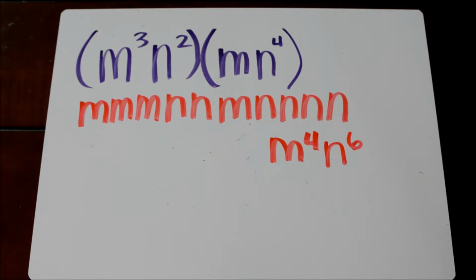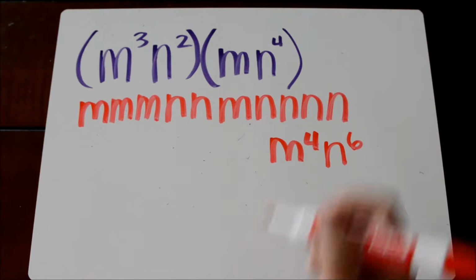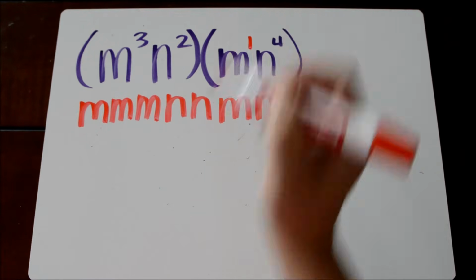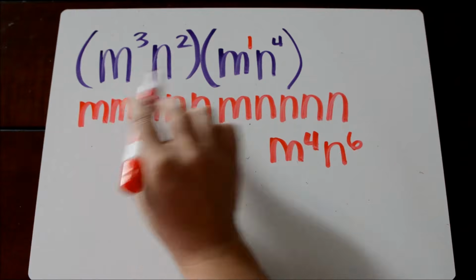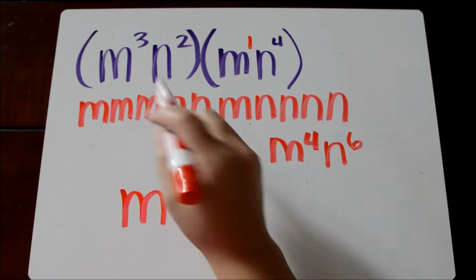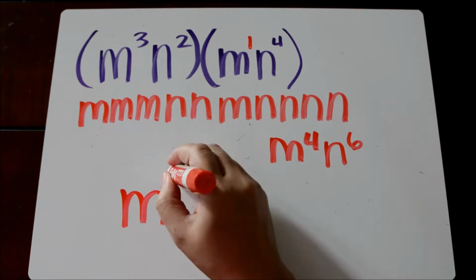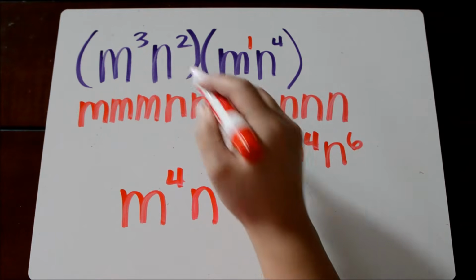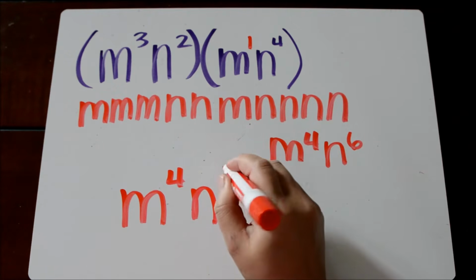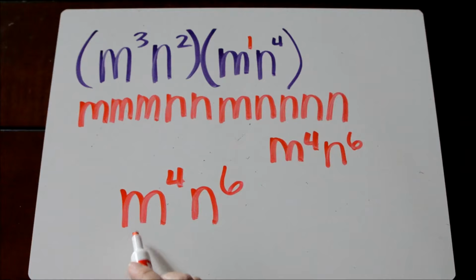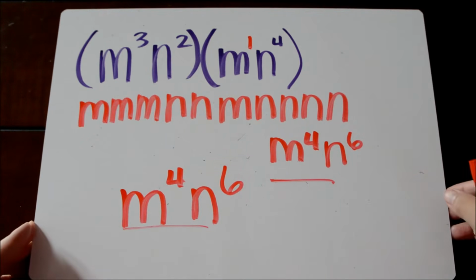But if we understand the product of power law, we could see that our m is the same base, so we have m cubed and m to the first power, and if we add the exponents, we would just get m to the fourth and n to the sixth power. So we would get the same answer using the product of powers law and expanding and counting the variables.